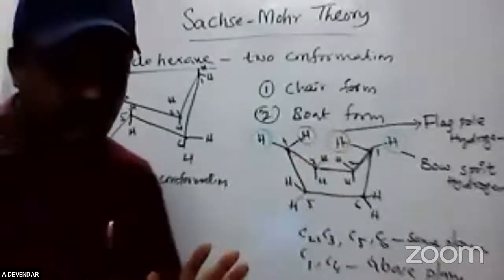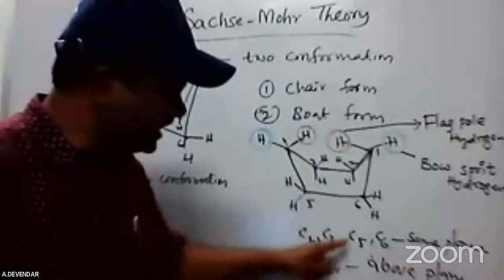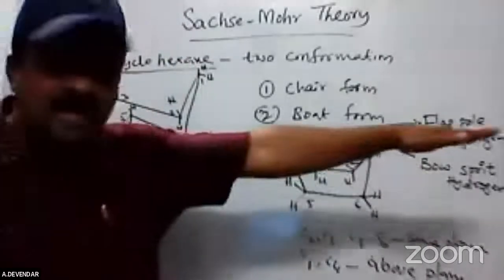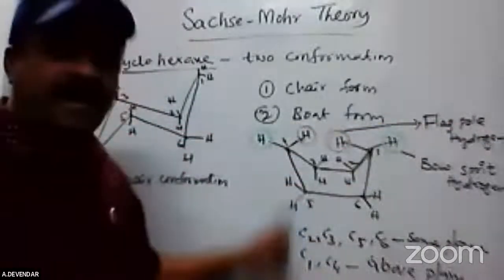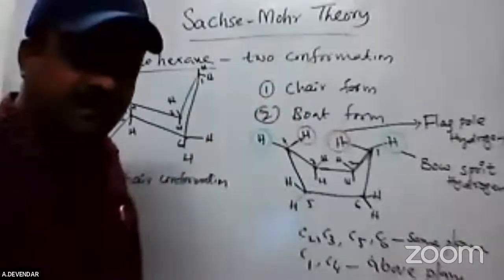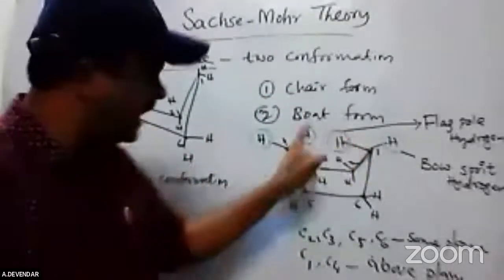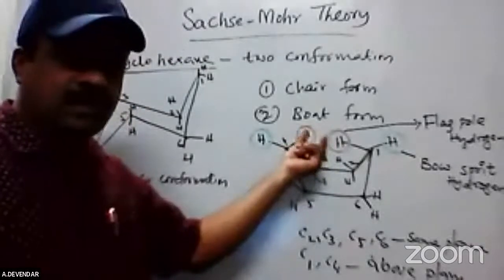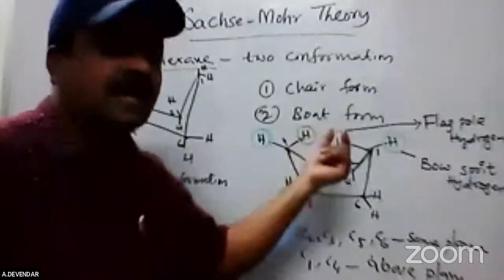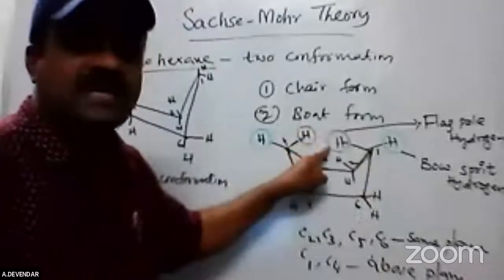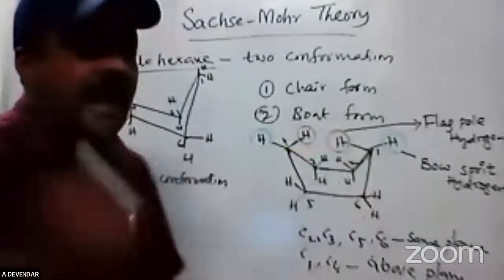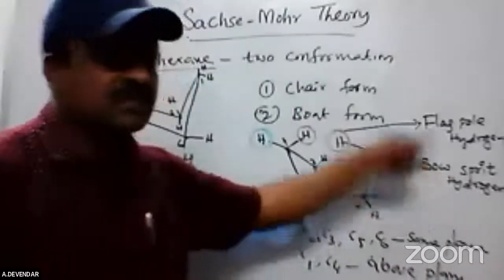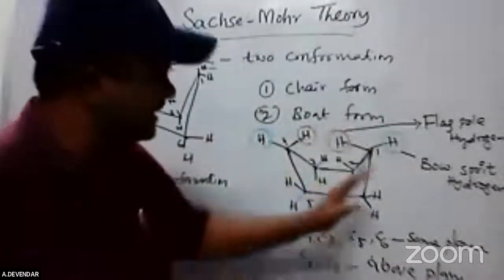I hope you understand that. C2, C3, C5, C6 are on the same plane. Only two carbon atoms' hydrogens are above the plane: on C1 and C4, very close to each other. These are called flagpole hydrogens. There is repulsion because they are very close, and due to the repulsion, angle strain is present. But the bowsprit hydrogens are very far, so there is no repulsion in the boat form.